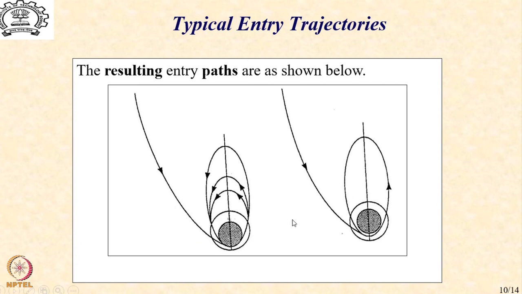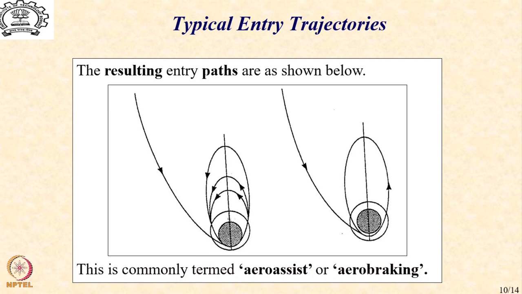You can clearly see that while this strategy that is on the right hand side is time efficient, the strategy on the left hand side is energy efficient. This is sometimes also called aero assist or aero braking strategy of reentry.